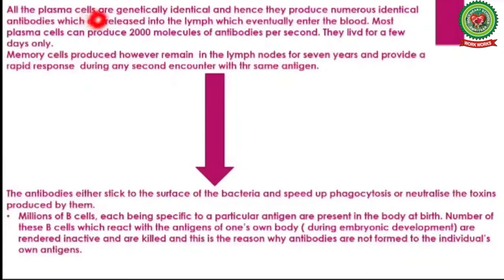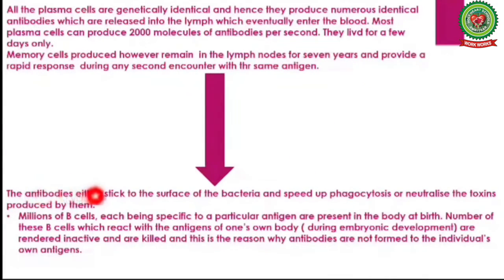All the plasma cells are genetically identical and hence they produce numerous identical antibodies which are released into the lymph, which eventually enter the blood. Most plasma cells can produce 2000 molecules of antibodies per second. They live for a few days only. Memory cells produced, however, remain in the lymph nodes for 7 years and provide a rapid response during any second encounter with the same antigen.